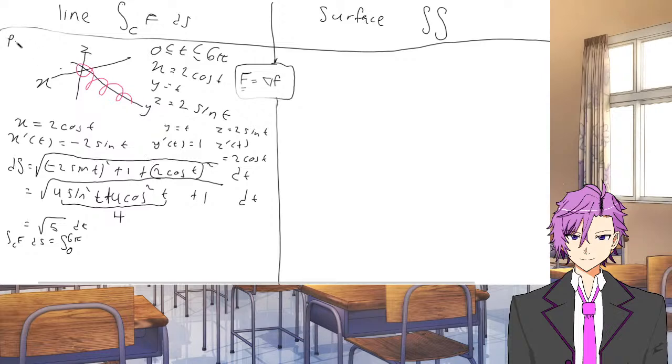Okay, so I forgot to define the function as well. So x, y, z. This would be 2y, but y is equal to t, so this would be 2t, 2t square root 5 dt. So now we can just take this out, 2 square root 5. So the t would be t squared over 2, from 0 to 6 pi.